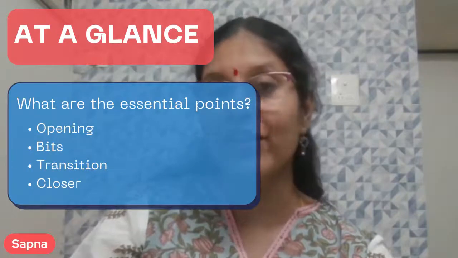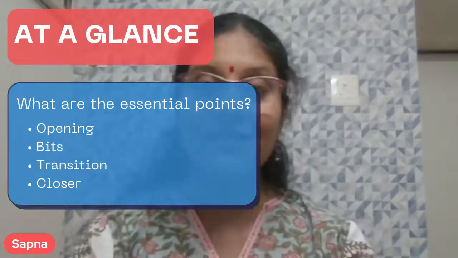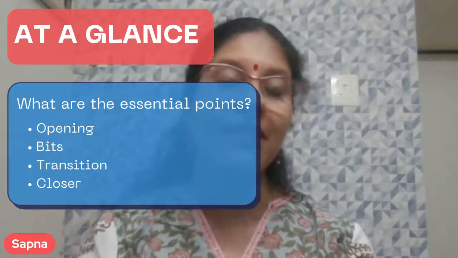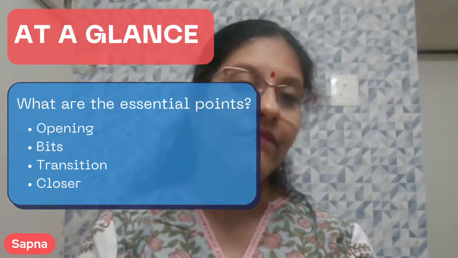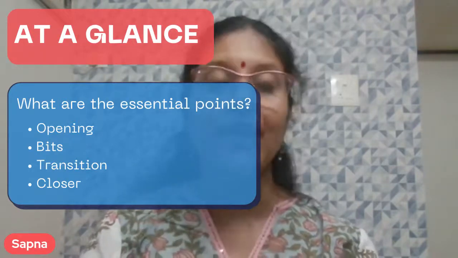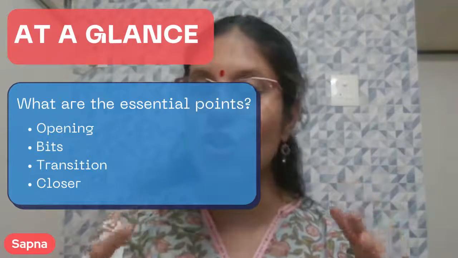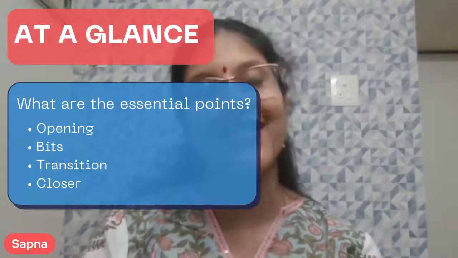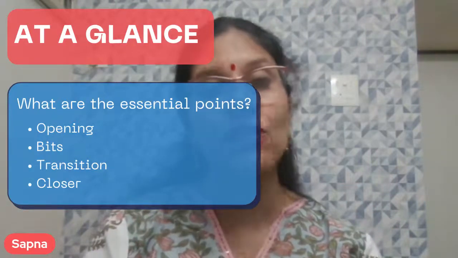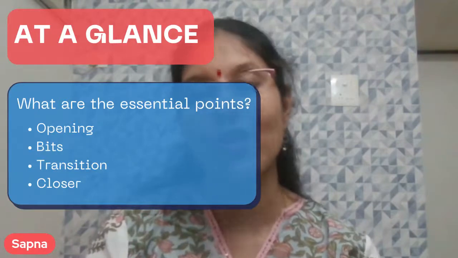And the four definite essentials to write a stand-up comedy act would be focus on the opening, focus on the closer, have some small jokes which are called bits planted into your comedy script, and see to it that you transition well from one joke to the other, right? So these are the four elements.